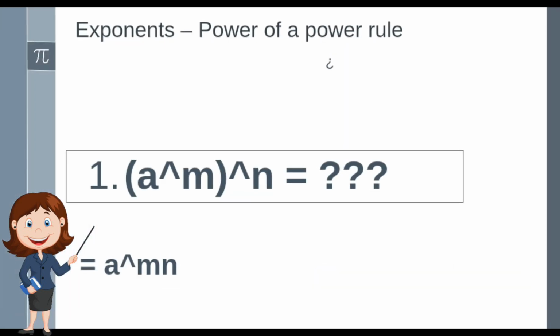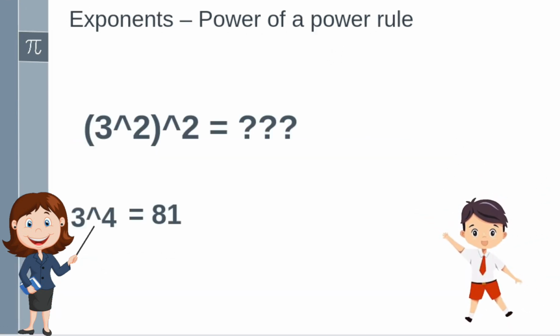When an equation is written as a raised to m raised to n, all you need to do is multiply the exponents together. So a raised to m raised to n is equal to a raised to mn. So it would be like 3 to the power of 2 to the power of 2 is equal to 3 to the power of 4. Then it would be 81.